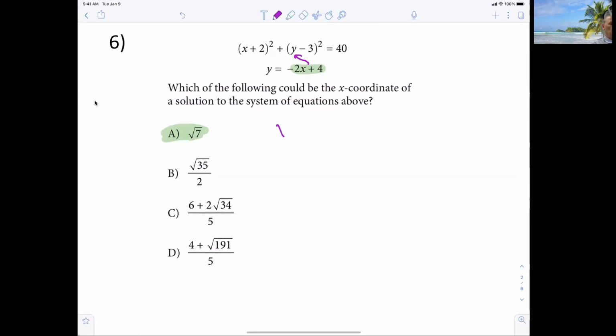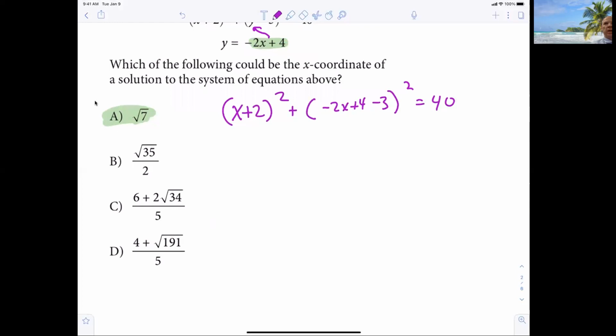So (x + 2)^2 + (-2x + 4 - 3)^2 = 40. Anybody have any issues with what I just did there? I just substituted in. Is everybody good with that? (x + 2)^2 — you should be able to look at that and say x^2 + 4x + 4. Now over here, this 4 minus 3 is what? 1. So now I'm really squaring (-2x + 1)^2. Everybody agree with that?